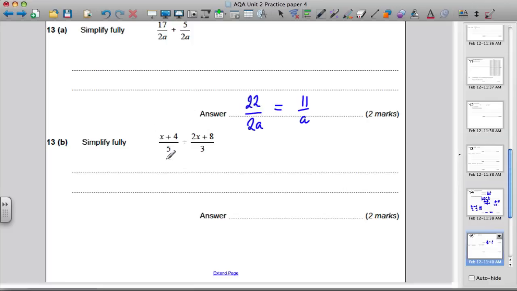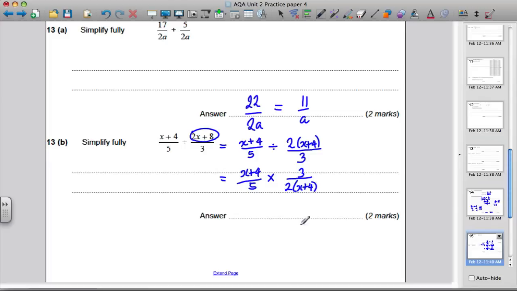Okay, simplify fully the following. Just before I do that, I'm going to just factorize everything where possible. Nothing goes into x and 4, and nothing goes into 5 because it's a prime. However, divided by 2x plus 8, 2 can be factorized out of this, giving me x plus 4 over 3. So this is actually equal to this. All I've done is factorize this top expression. Now dividing fractions, you keep the first fraction the same, you change the divide to a times and you flip the second fraction.